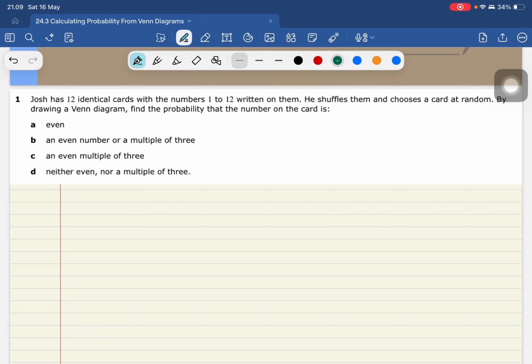Hi, in this video, I'm going to solve a practice question for calculating probability from Venn diagrams. So Josh has 12 identical cards with the numbers 1 to 12. So 1 to 12 is the universal set. He shuffles them and chooses a card at random.